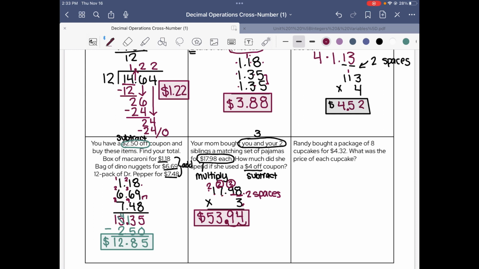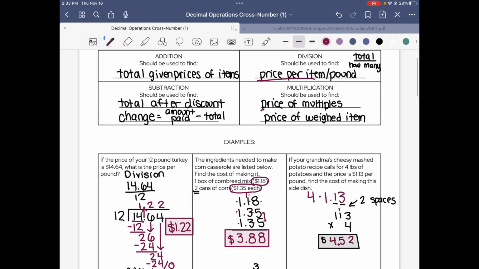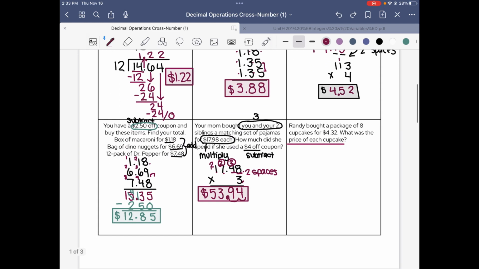Last problem. Rainey bought a package of 8 cupcakes for $4.32. What was the price of each cupcake? So when you are looking for the price per item, you are going to be using division. So we're going to take $4.32 divided by 8 cupcakes. So 8 goes in front. Draw our little division house, as some of you call it. And 4.32 goes on the inside. That decimal point will stay where it is at.